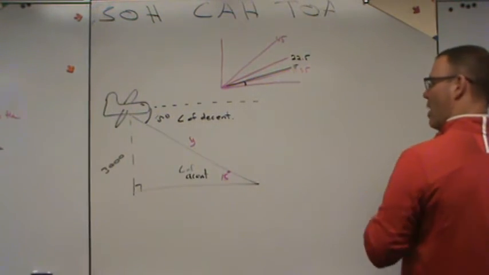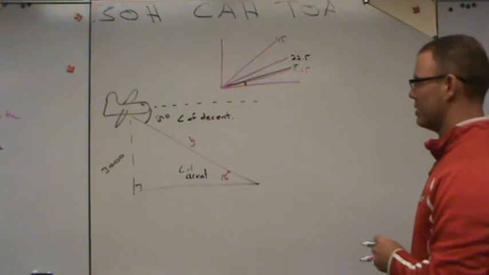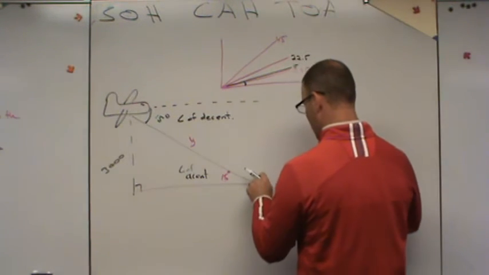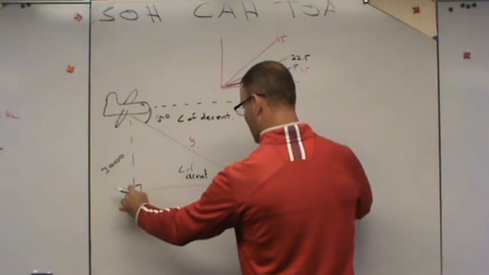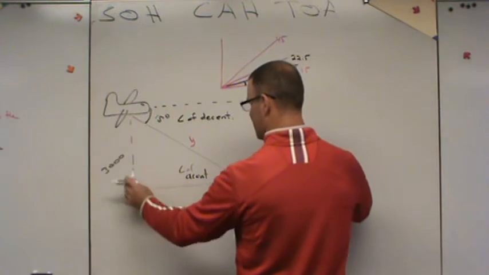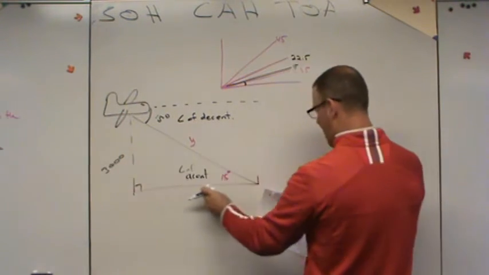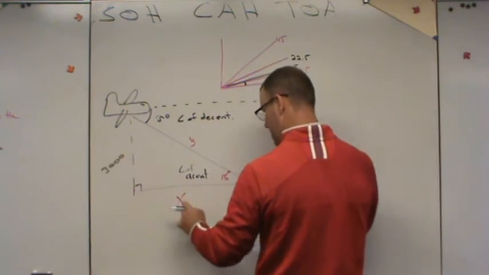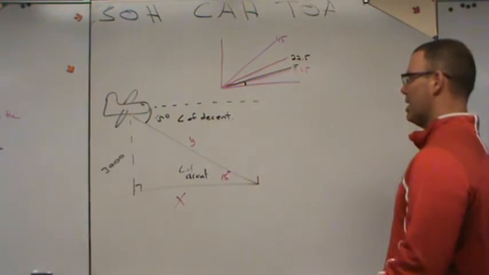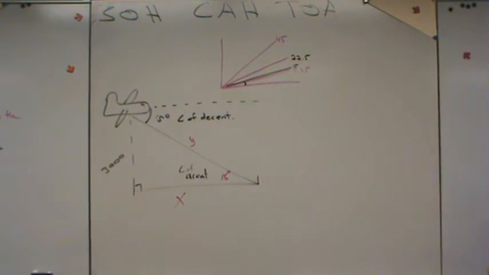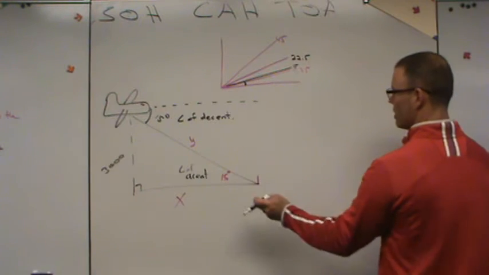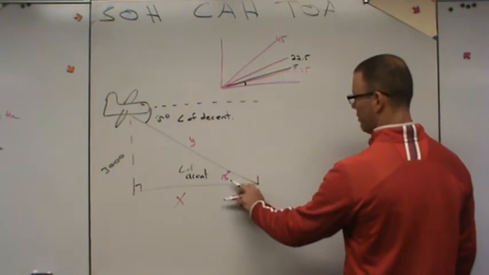That y distance, that's not how far the plane is from the airport. The plane from the airport is this other leg. It is this distance, okay? The plane is actually this distance, the x value, the other leg, distance from the airport. So how are we gonna solve for that? We're gonna solve for that by creating a trig function.